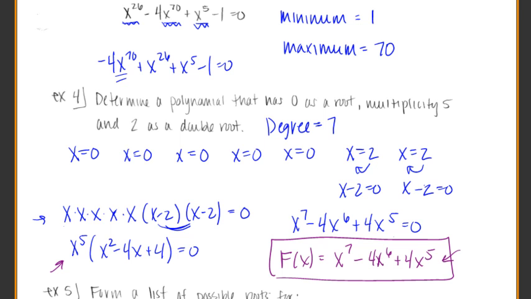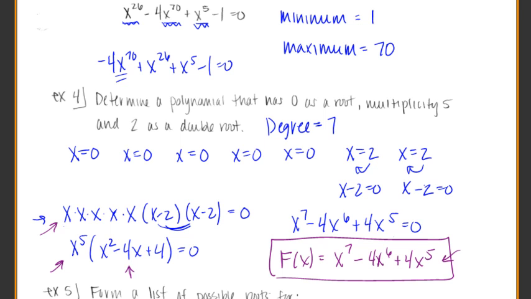Pull out the x to the 5th, and then write it as x squared minus 4x plus 4. And then from there, if you were going to factor that, that would be x to the 5th times x minus 2, which is taking you right back to that step. And then finish solving that out.